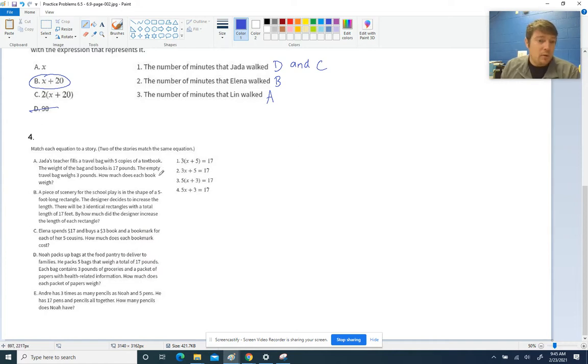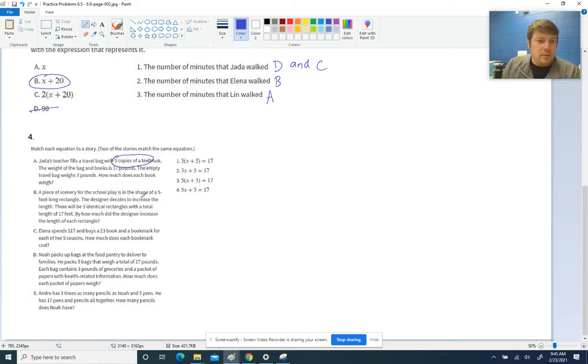The empty travel bag weighs 3 pounds. How much does each book weigh? Okay. So in this particular case, we've got 5 repetitive things that weigh the same. Textbooks are copies of each other, right? So we should have 5 X's.